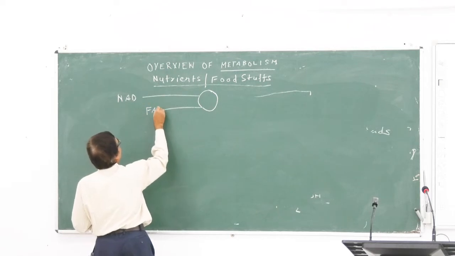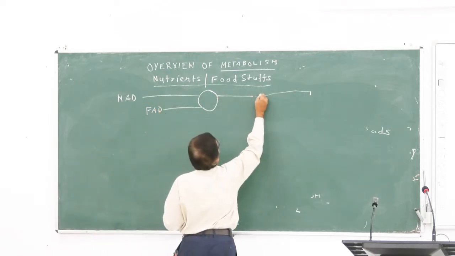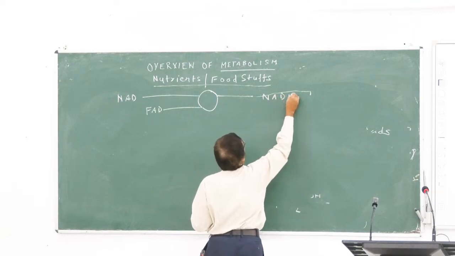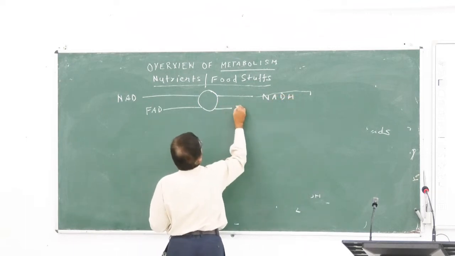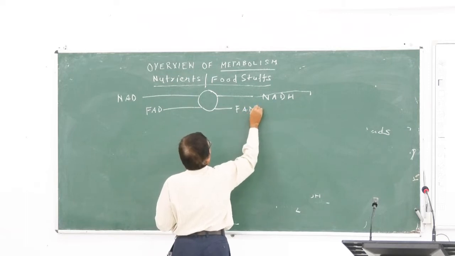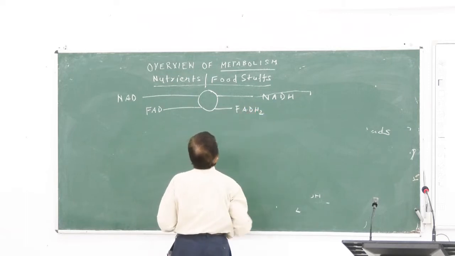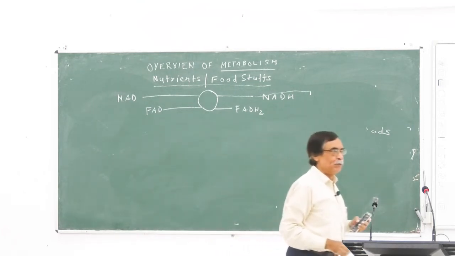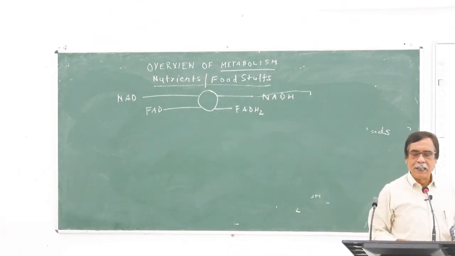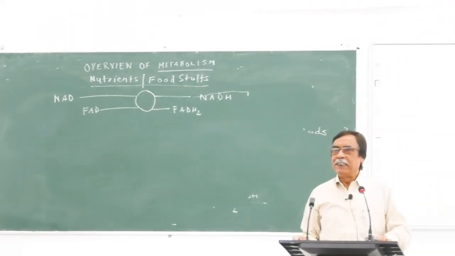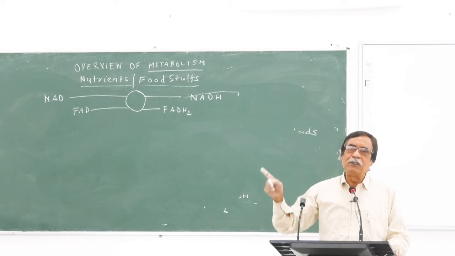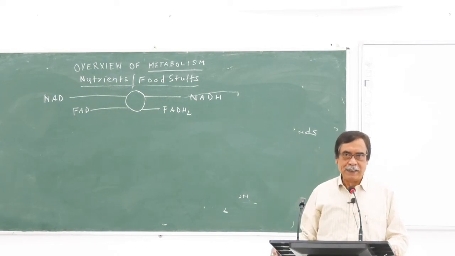NAD, FAD, NADH, FADH2. Now, what are the fates of the NADH2 and FADH2? The fate of the NADH and FADH2 is that they will get reoxidized to NAD and FAD.